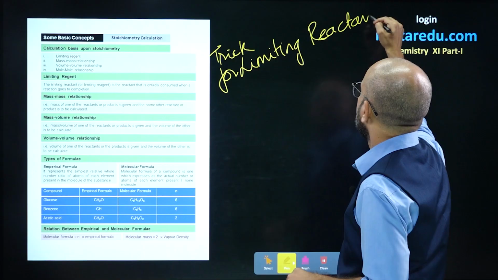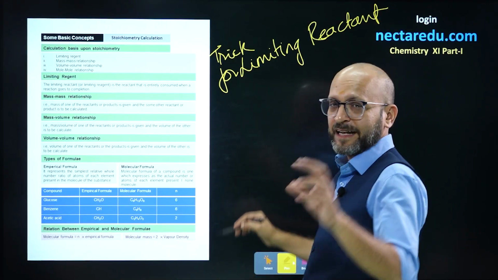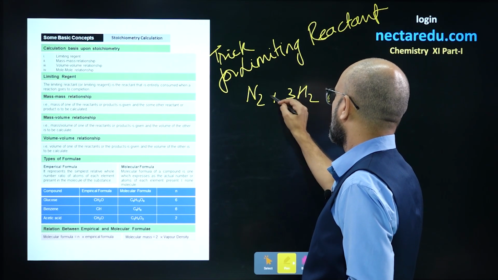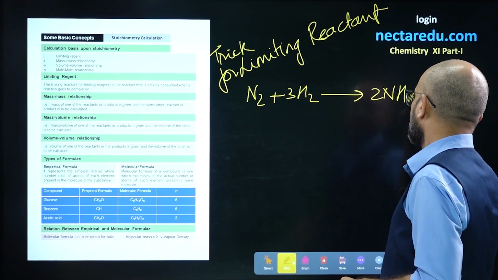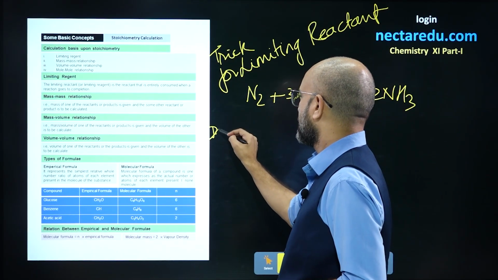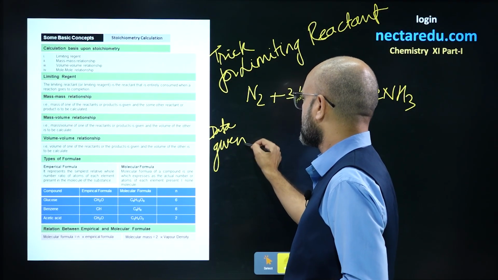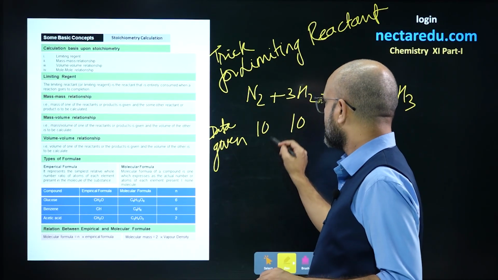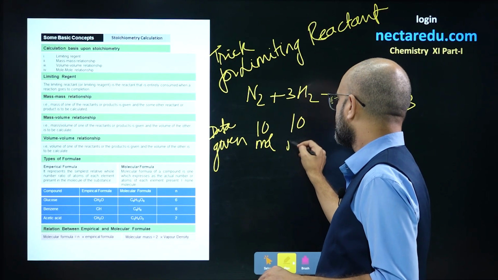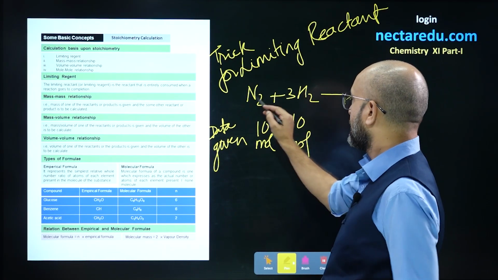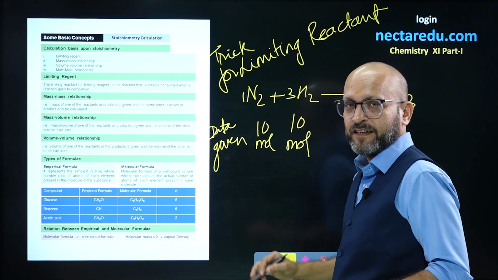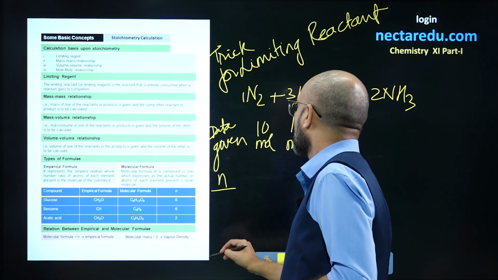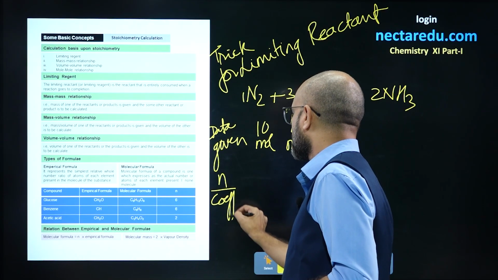The trick for limiting reactant is as below. What you do is, for reactants given, if I take N2 plus 3H2 and it gives 2 ammonia, then if the data given is 10 moles of this and 10 moles of this, right? Data given is in terms of moles, 10 mole, 10 mole. Then what you do is, the coefficient here is 1, here the coefficient is 3. Write a balanced reaction and divide the number of moles by the coefficient.